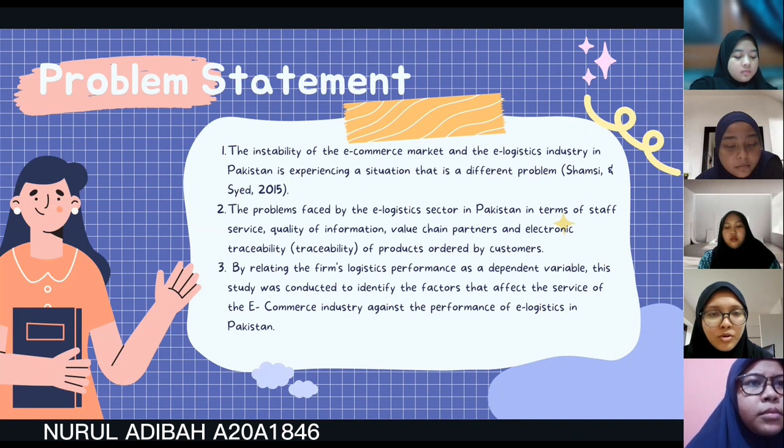Therefore, by relating firm logistic performance as our main dependent variable, we really want to identify the factors that affect the service of the e-commerce industry against the performance of e-logistics in Pakistan.